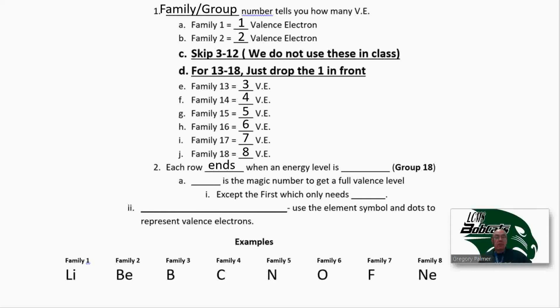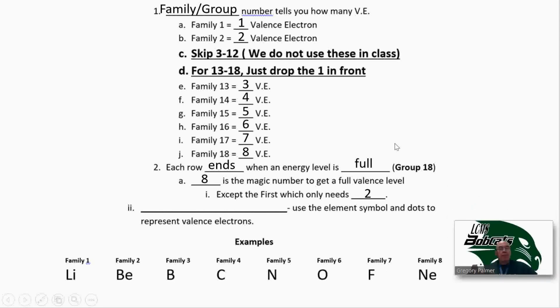Each row, the periods going across, ends when the outer energy level is full. It ends at group 18. And it's full when it has 8 valence electrons. So 8 is the magic number to get a full valence level. All except for the first row where helium is, it's filled when there is 2.